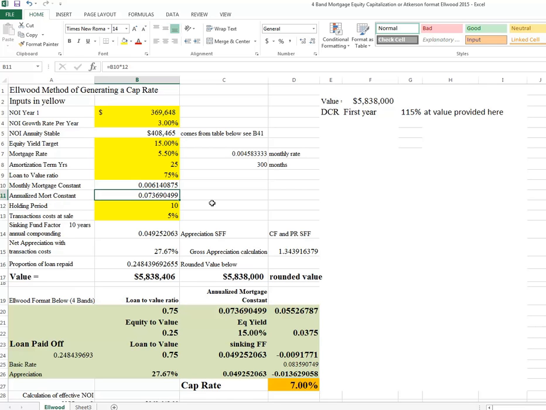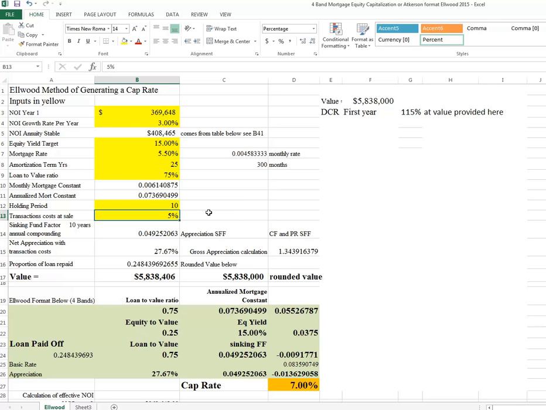What that is, for every dollar of loan, you'd have a payment of 7.369 cents approximately per year to pay it off in 25 years. Now, even if the loan is a 10-year term, it's the amortization term that we need for the mortgage constant and for estimating the principal repayment. Continuing on with the calculations, here I assume a transaction cost of 5%, but it could be 6, 7, or whatever is realistic in the market.